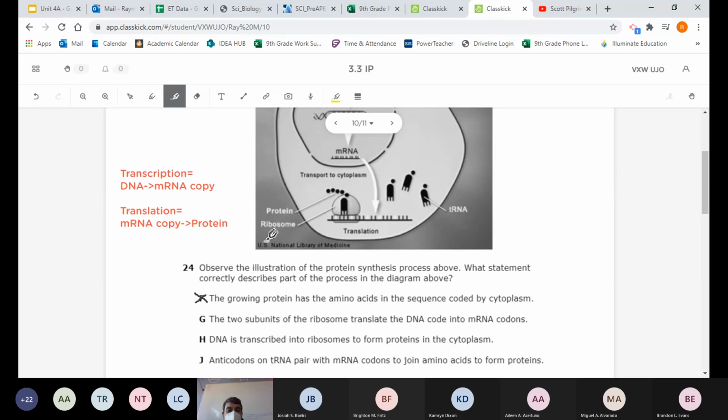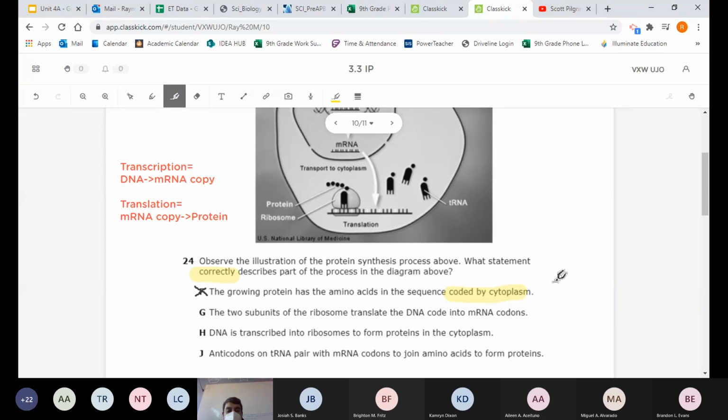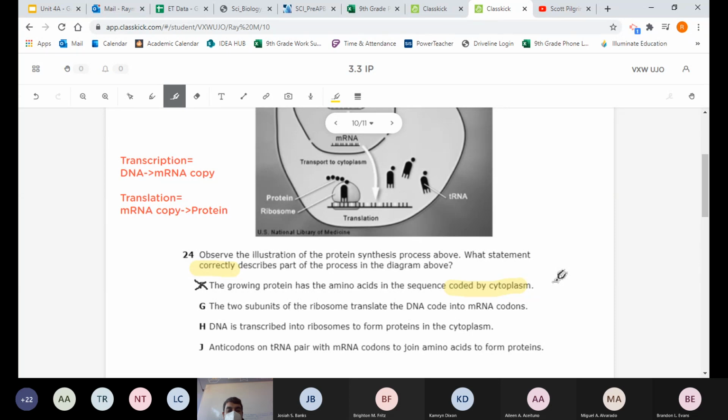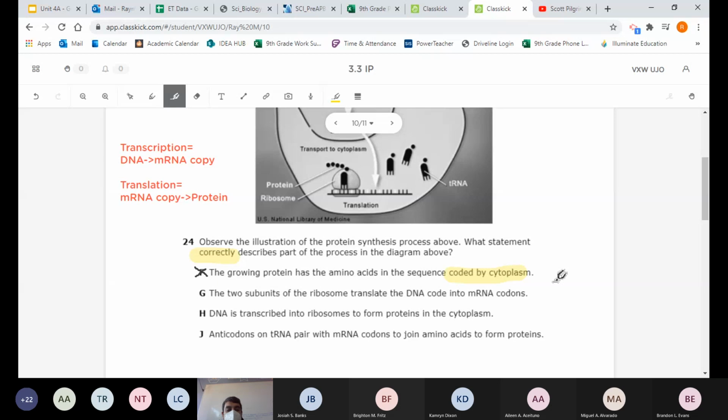That's true. It's also really important to make sure that you're reading the question, right? We're looking for the one that's correctly describing the process. So if you're looking at F, it says growing protein has amino acids. That sounds right. Coded by the cytoplasm. We know that the proteins are coded for by the DNA, right? Not the cytoplasm. So that's not right. Skip down to the next one. The 2 subunits of the ribosome translate the DNA code into mRNA codons. Right off the bat, it sounds a little bit fishy. Translating, I think, usually means mRNA to protein, right? But we're not sure because it mentions enough words that you think it could be true. So let's skip that one.